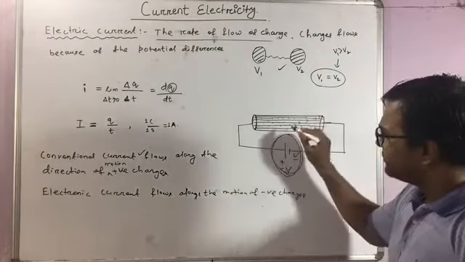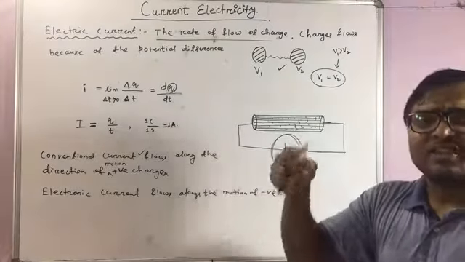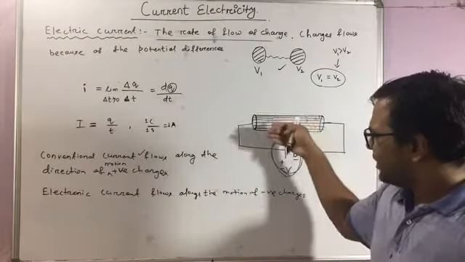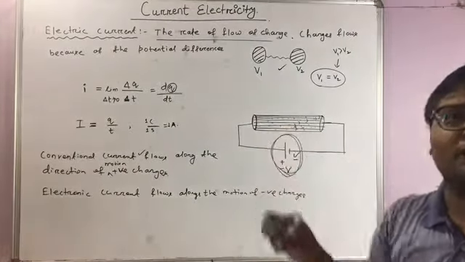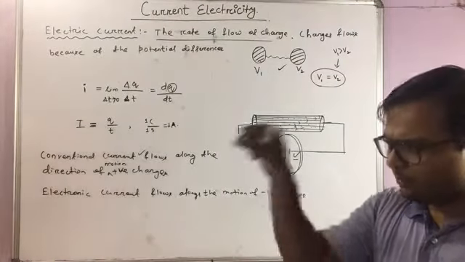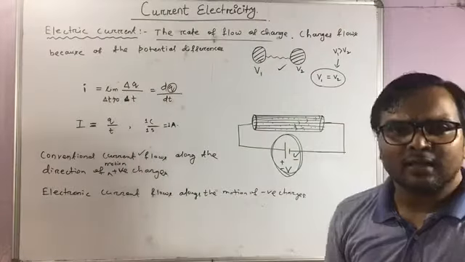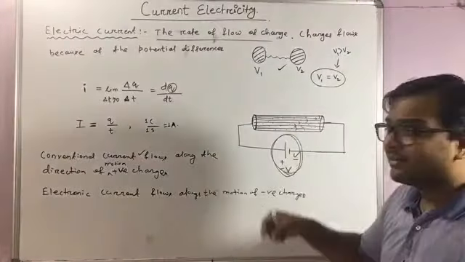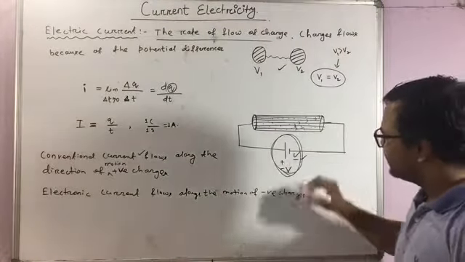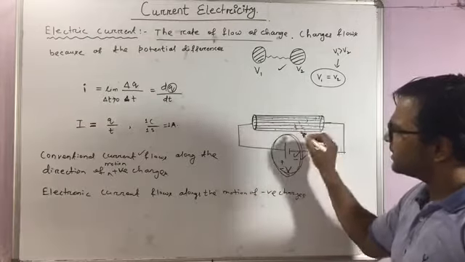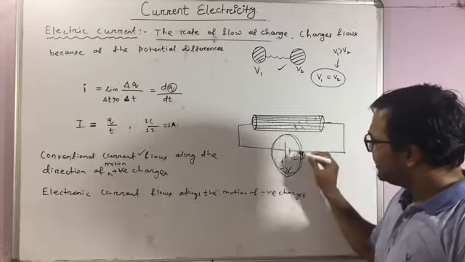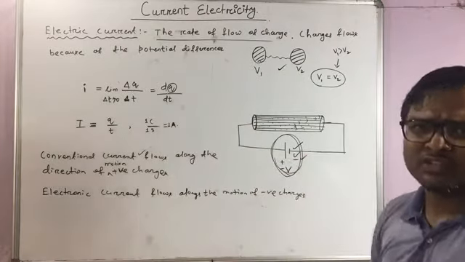Clear? See, in a metal, there are a large number of atoms. Atoms are usually placed in a structural manner. So this field is not sufficient to pull them from their position to constitute a current in the circuit. Also, they are heavier. Electrons are very light, that's why this electric field set up within this conductor will move them, because of this electric field set up by this external battery.